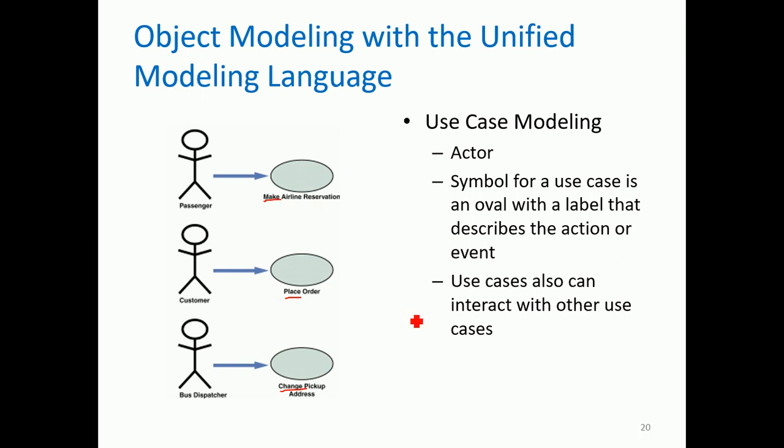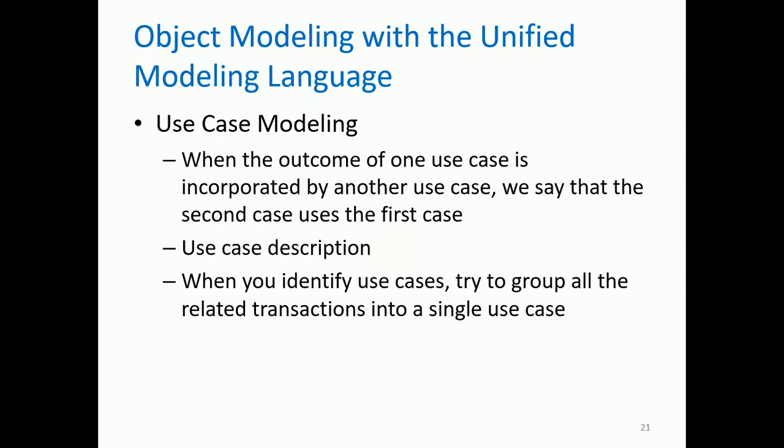Then use cases also can interact with other use cases. So this is an example for identifying a use case. We have the actor and then we have the action or event, drawn by a symbol. Okay, so for use case modeling, when the outcome of one use case is incorporated by another use case, we say that the second case uses the first case.